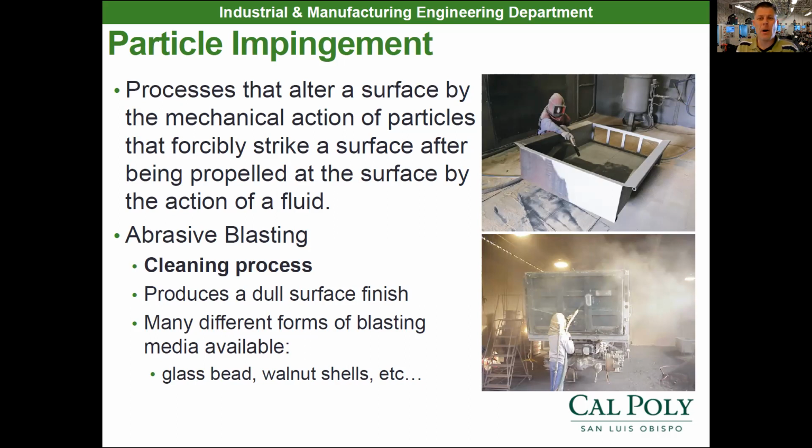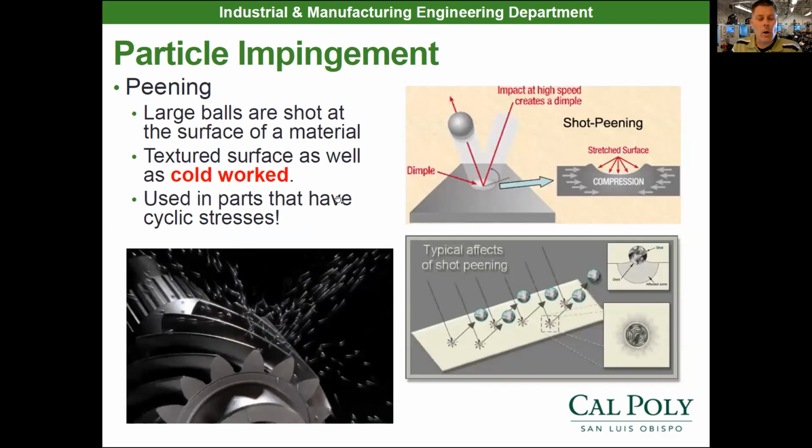But that's what particle impingement is all about, or abrasive blasting. We're shooting the surface with some sort of abrasive type of media. Now, the popular one in order to change the mechanical properties is known as peening. Maybe you peened your welds in Kevin's welding class in IME 142 afterwards, and that's what we're really doing here with shot peening as well. It's known as shot peening. It's a mechanical finishing.